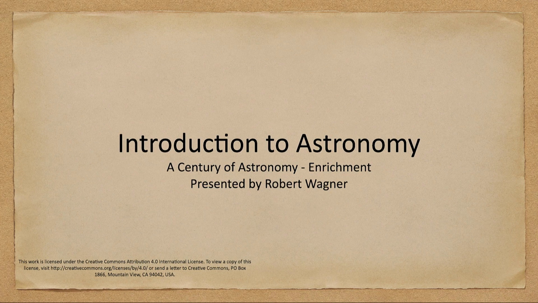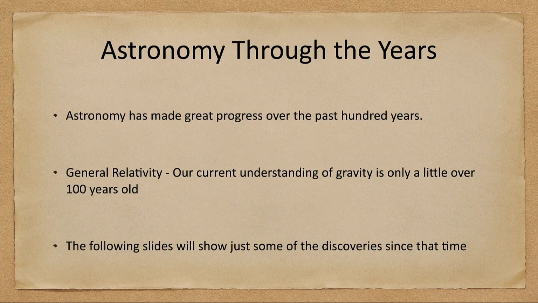So let's go ahead and get started, and we will start just talking a little bit about how astronomy has changed. And we have learned so much more about stars and galaxies and planets over the past 100 years. So many things that we know today that we had no idea about just 100 years ago. General relativity is an example, something we won't talk about here, but it's only a little over 100 years old when general relativity was first published. And that is our current understanding of gravity.